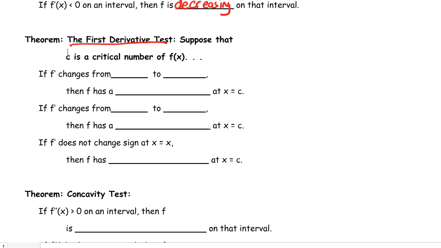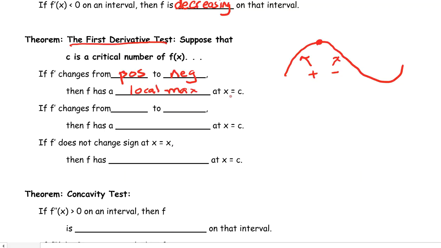So if f prime changes from positive to negative, and you've seen this before, we've been working with diagrams, that means that the slope of the original function f was positive, and then the slope of the original function changed to negative. So where does that happen? That happens when you go over a hill. The slopes here are positive, and the slopes here change to negative. So then f has a local maximum at c.